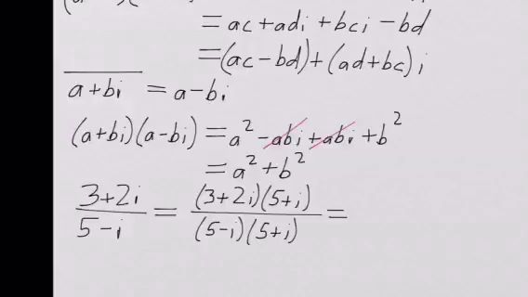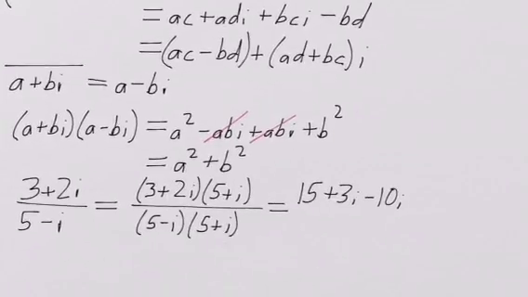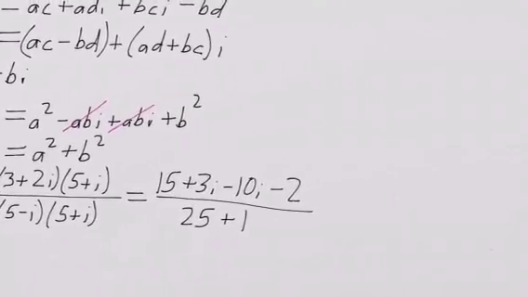So in the numerator, I'll go ahead and use FOIL. So 15 plus 3i minus 10i minus 2. And then my denominator, I'm going to go ahead and use the formula that we derived in the previous step. So it's 5 squared plus 1 squared, or 25 plus 1. I'll now combine my like terms.